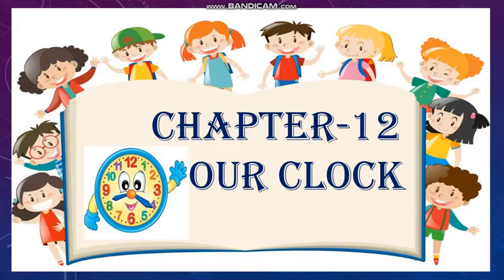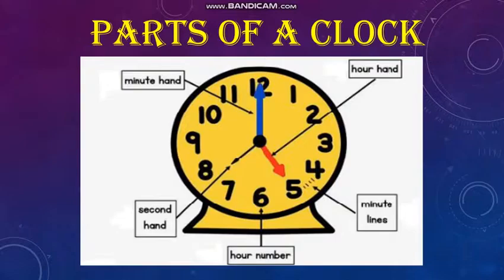Today, we are going to discuss Chapter 12, Our Clock, in this video. We will study the 12-hour clock here. The clock dial is divided into 12 equal parts. So, 12 numbers are written on the dial. The smaller hand is the hour hand. The longer hand is the minute hand.